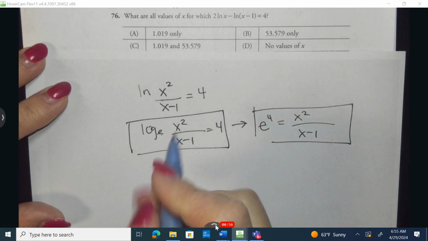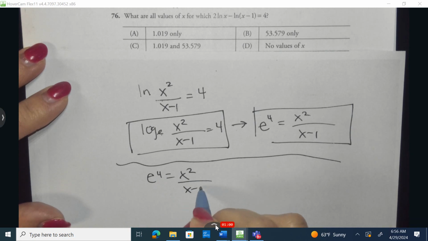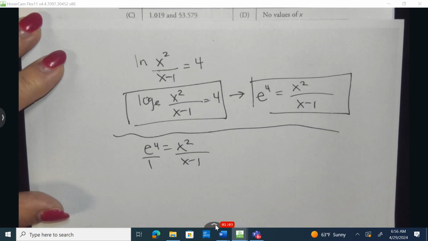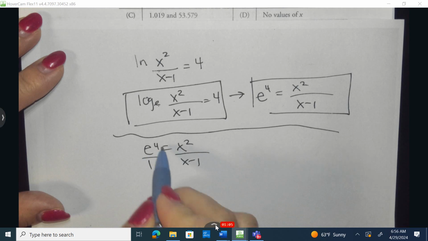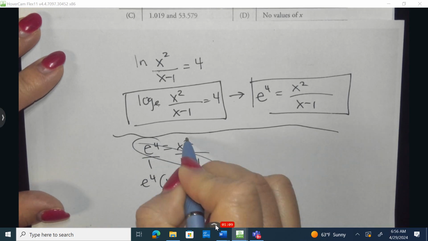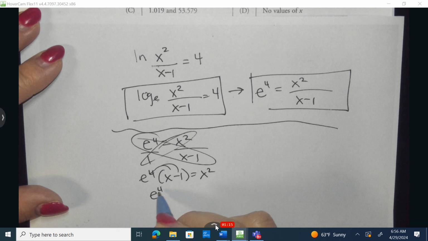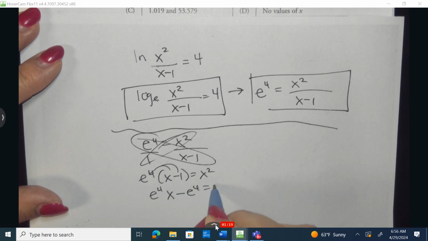Alright, so I'm going to take this portion here, and algebraically I could solve this knowing that I can always put 1 on the very bottom of any value, and I'm going to cross multiply. e to the 4th times the quantity x minus 1 equals 1 times x squared, which is x squared. I'm going to distribute to get e to the 4th, which is just a value, times x minus 1 times e to the 4th equals x squared.